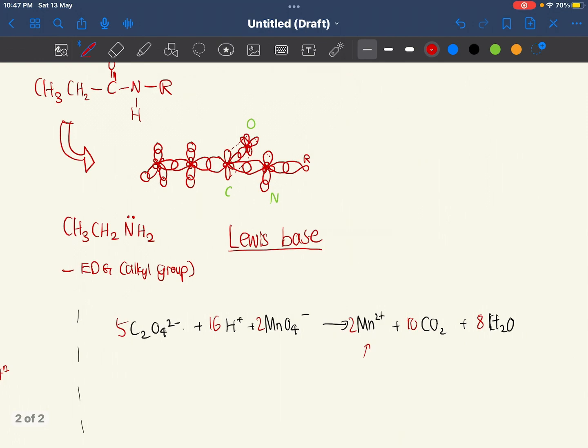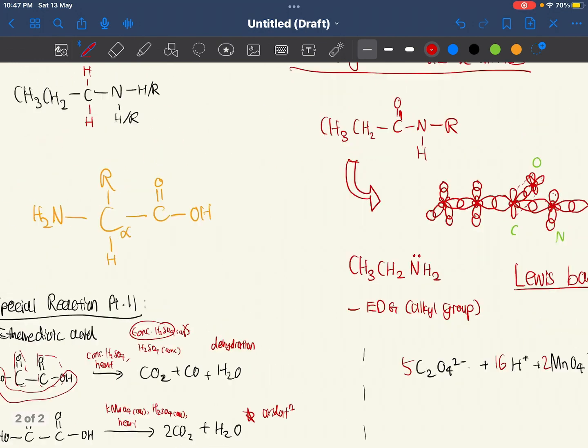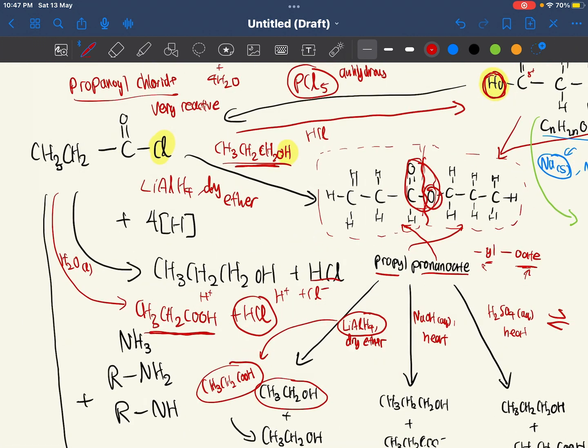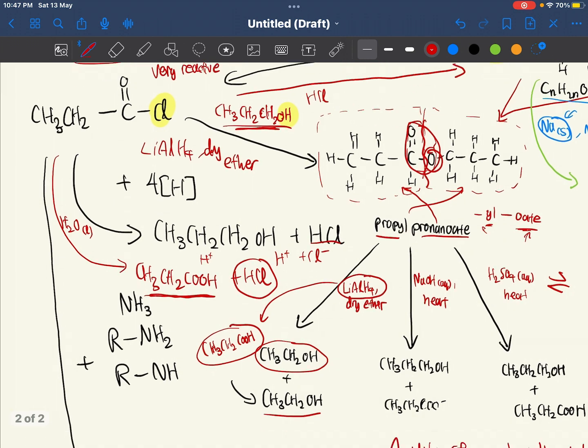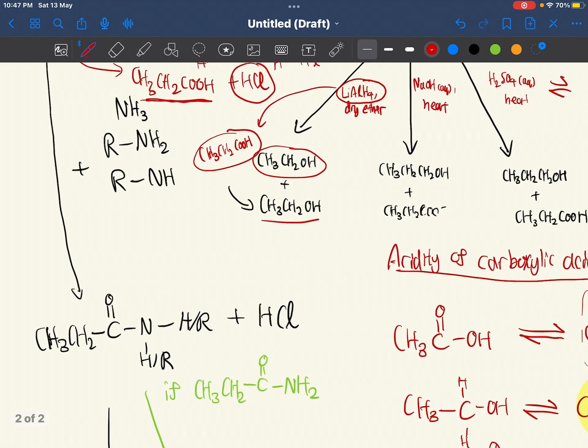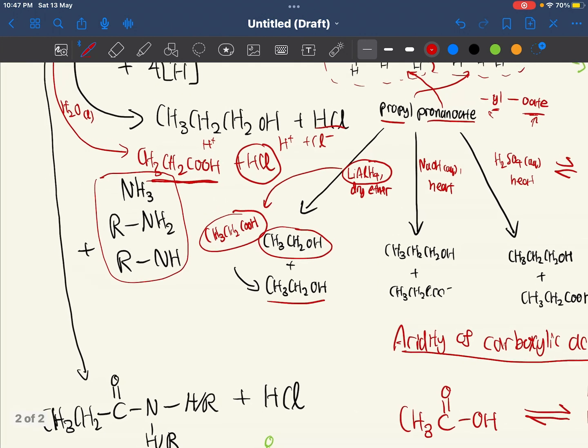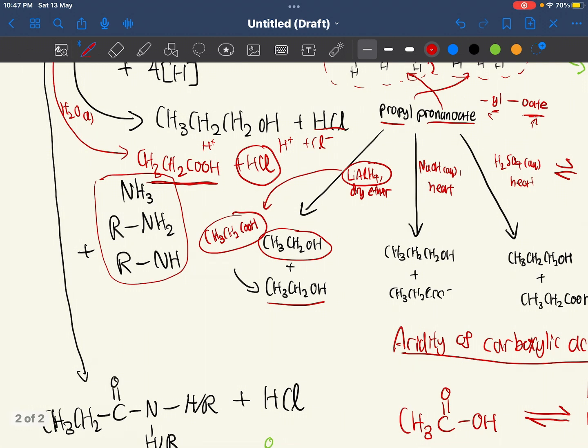Okay, so that's our special reactions. So now I'll be moving on to nitrogen compounds. Okay, so the only way to form nitrogen compounds is when I react my acyl chloride with one of the following compounds here. So we can react with ammonia, we can react with a primary amine or a secondary amine. So before we talk about the classification of our amines, let's first understand why I can only react with these and not something like this.